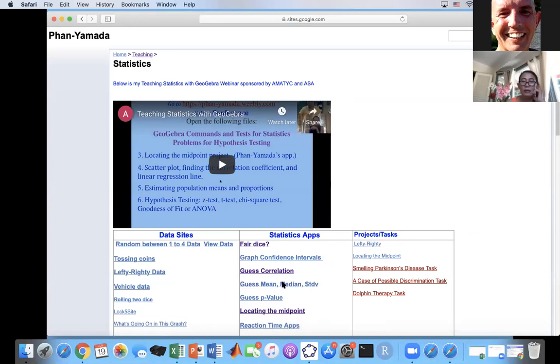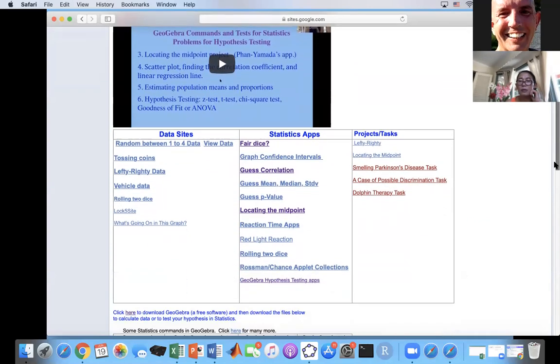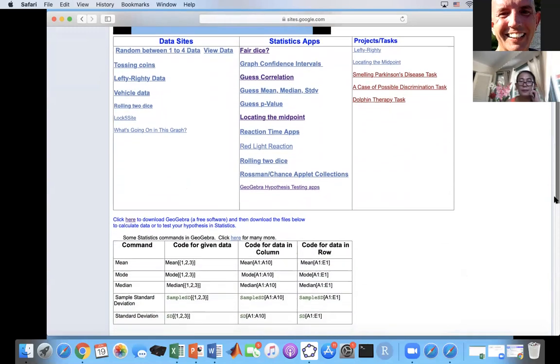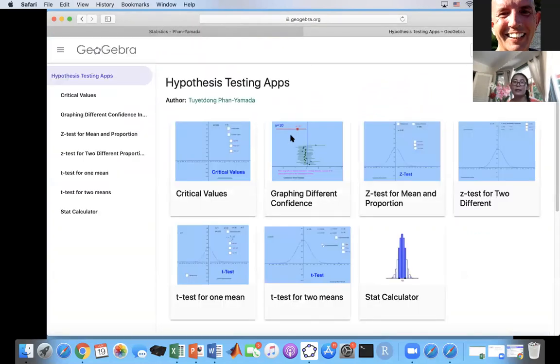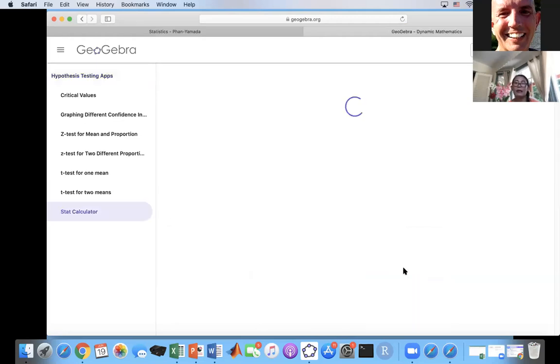And here I have a whole bunch of apps and projects. Some of them I wrote, some of them I copied from others, so I linked right there to use in my class. You will click on the GeoGebra hypothesis testing app right here. This one has everything that I use in my class. It has critical value, graphing the different confidence intervals, and then z-test, t-test, all kinds. This is the one I mainly use. I post it on Canvas, and I use it for all my courses, from beginning to end.